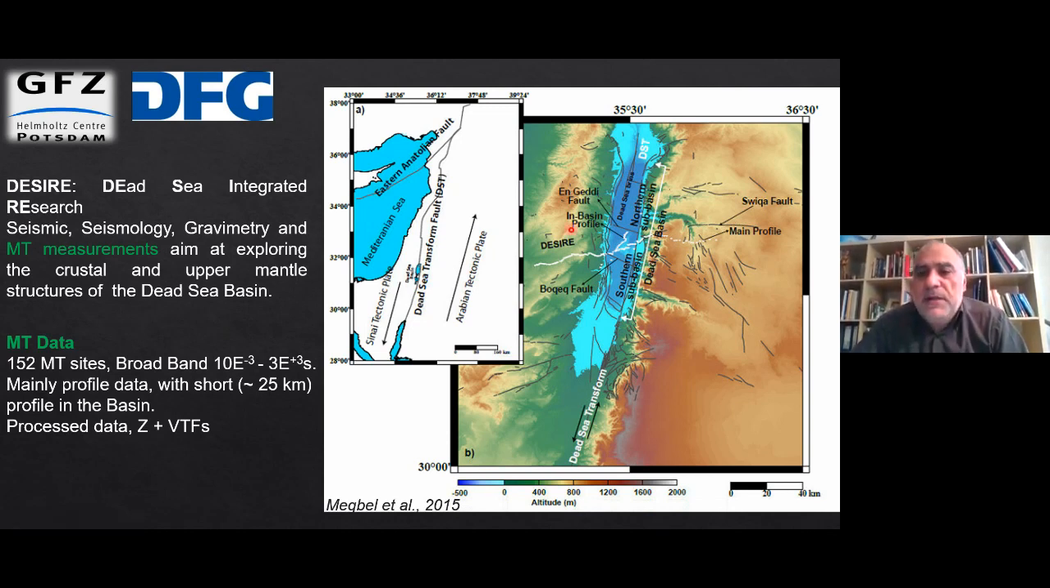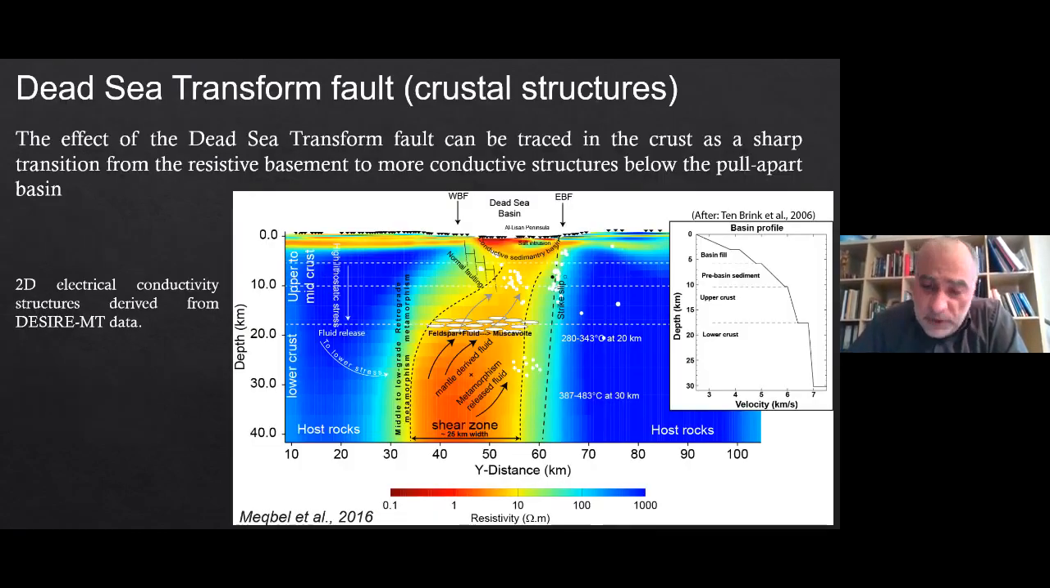So our main interest is to know what the electrical conductivity structure is in that part of the world. For that, we have collected around 150 MT sites, including broadband and LMT sites, mainly along an east-west profile, but we do have a shorter profile here for a later 3D inversion extending in the south-north direction.